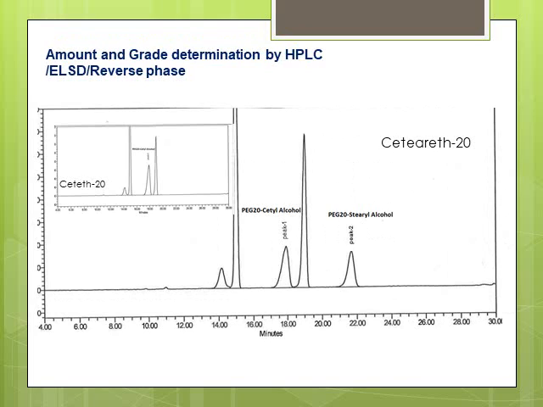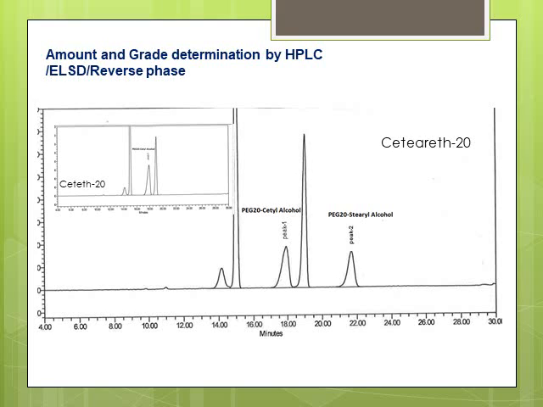Now, the next slide is a formulation that also has Ceteth 20 in it. Again, we see two peaks for Ceteth 20, and they are both well separated from other excipients in the formulation. The first peak is 20 cetyl alcohol, and the second peak is 20 acetyl alcohol. So with the ELSD HPLC technique, we can do quantitation of these two excipients, and we can do grade determination easily.